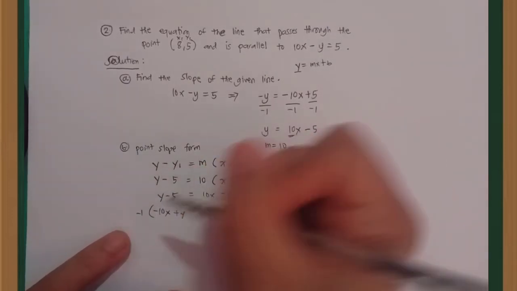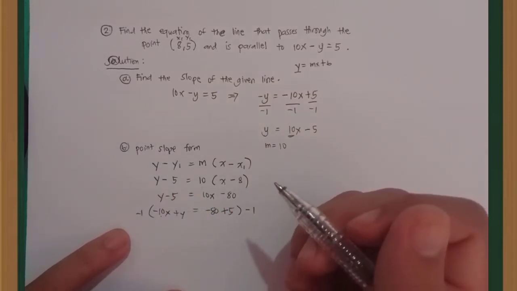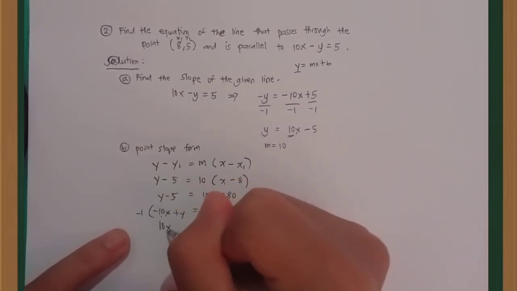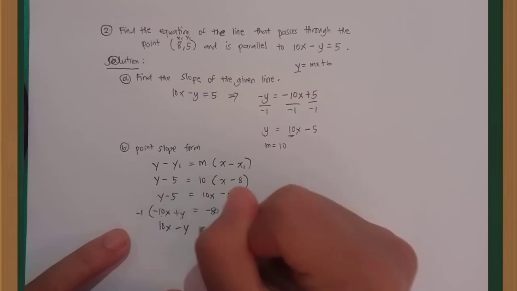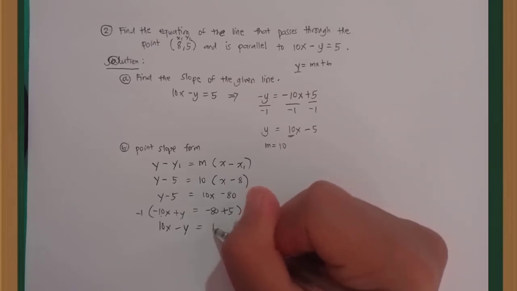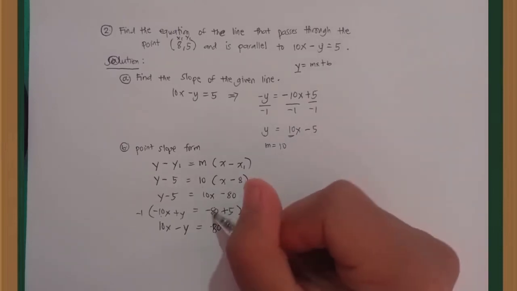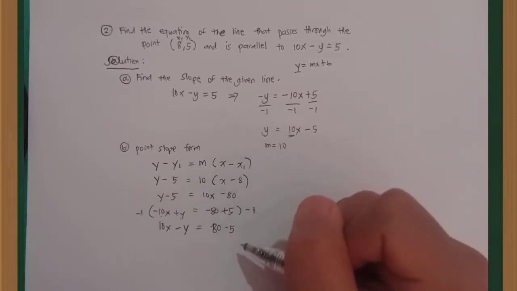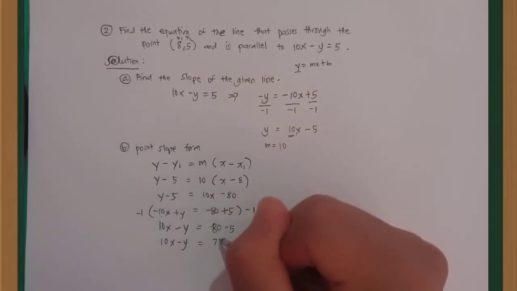Okay, for both sides. So we have negative 1 times positive 10. What's the answer? The answer is positive 10x. Multiply that one, we have negative y equals, distribute this one, we have positive 80 minus 5. Okay, got it. Negative 1 times negative 80, the answer is positive 80. Negative 1 times positive 5, the answer is negative 5. Then simplify, it becomes 10x minus y equals 75.